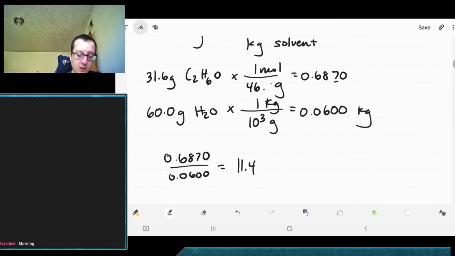Because you see it's roughly an order of 10, a little bit bigger. But you can do that with your calculator. So there we go. And of course, units for that would be moles per kilogram, or you might just say 11.4 molal with the squiggly m.